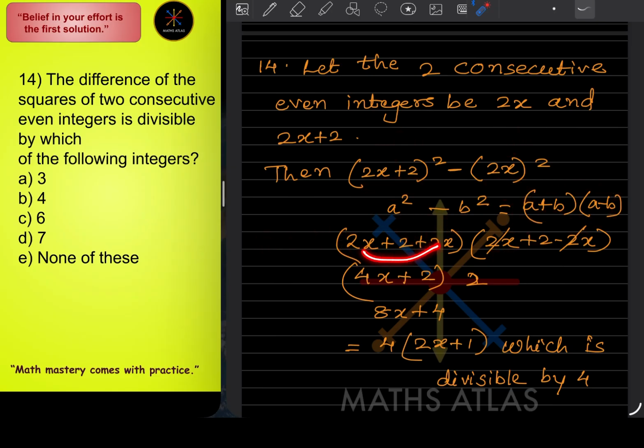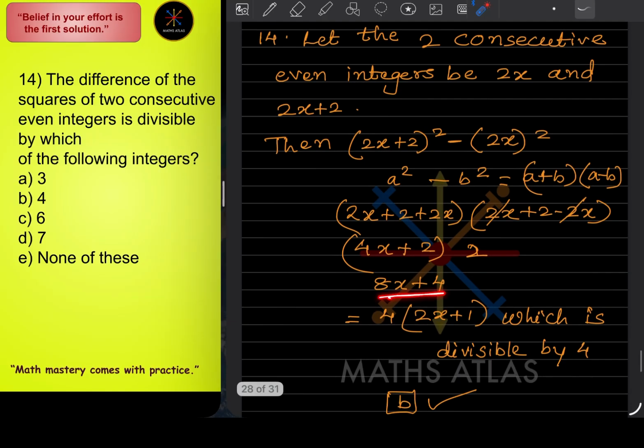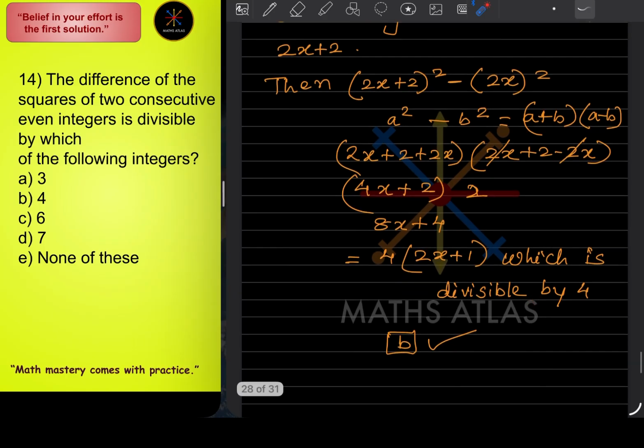So this will be 4x plus 2, where plus 2x and minus 2x get cancelled, and what remains is 2. Whenever there is a bracket there is a multiplication sign in between, so the 2 multiplies both terms. This will be 8x plus 4. We can take 4 common: 4 times (2x plus 1), which is divisible by 4. So the correct option is B.